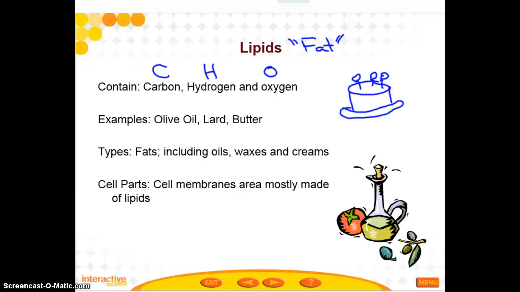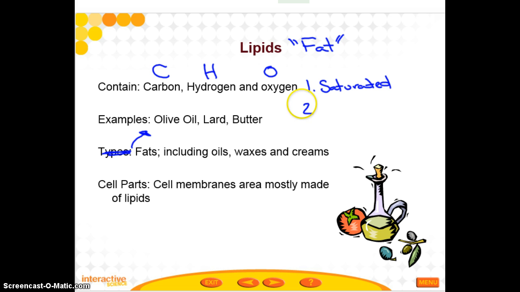Examples of lipids that you're familiar with in your everyday life would include things like olive oil, lard, butter. And then where this says types, these are really more examples. Oils, waxes, and candles, creams that you may put on your hand. When we get into types of lipids, there are really two. There are your saturated fats and your unsaturated fats.